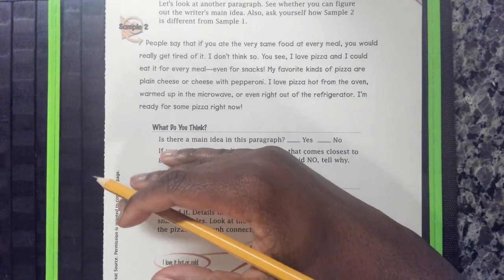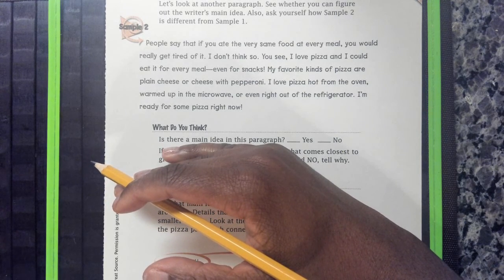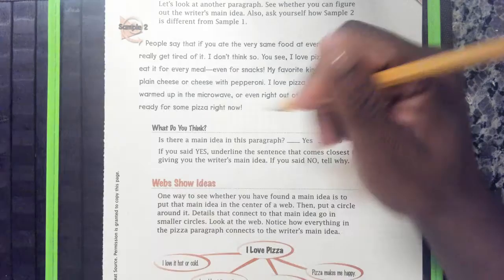So, what do you think? Is there a main idea in this paragraph? We've already figured that out, and that is a yes.